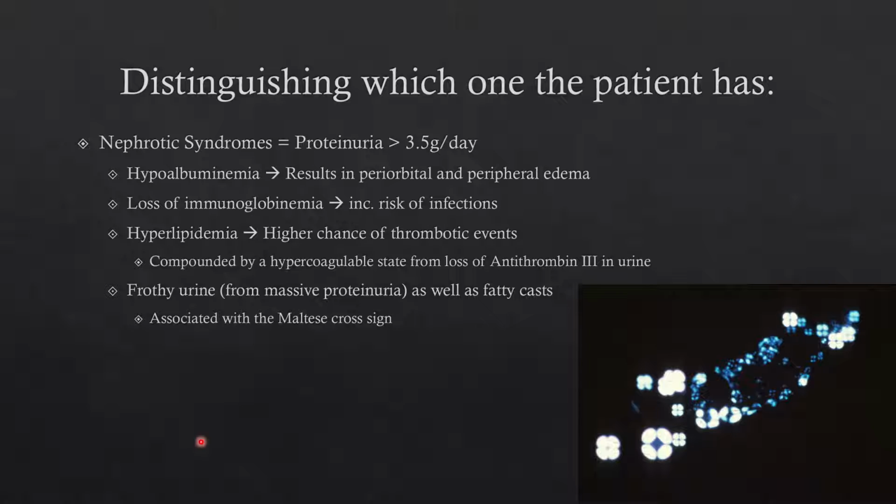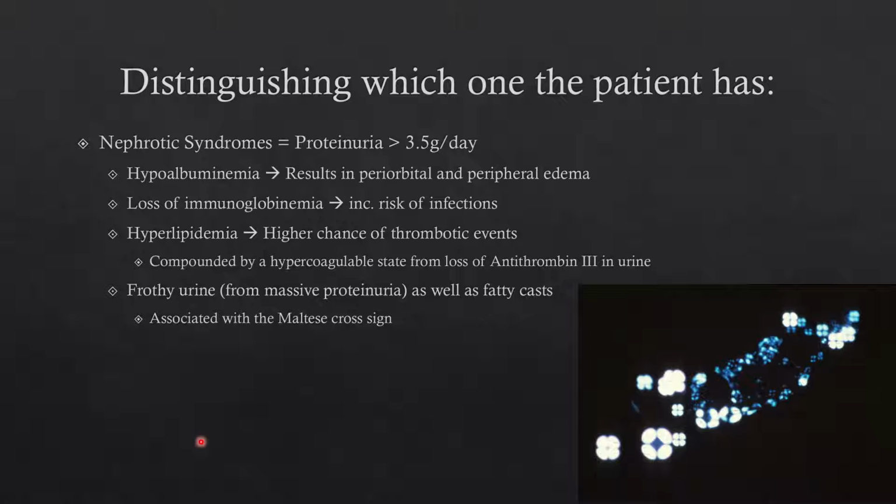Not only that, they're also compounded by the fact that they have hyperlipidemia, so there's a higher chance of thrombotic events like an MI or critical limb ischemia. Also, they have a hypercoagulable state because they are also losing antithrombin 3. This is kind of similar to the way that heparin would work. So they not only have a lot of lipids, meaning a lot of cholesterol and a lot of risk for any kind of atherosclerotic event, but they'll also have a hypercoagulable state, meaning that they have any chance of actually getting a severe blood clot, DVT, pulmonary embolism, you name it.